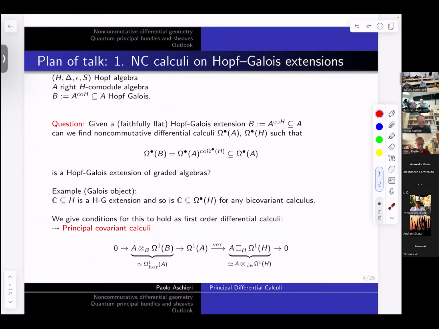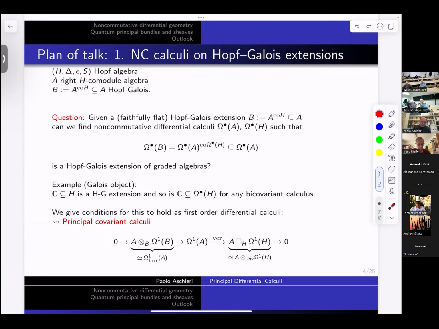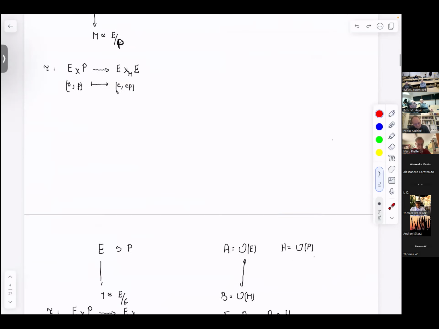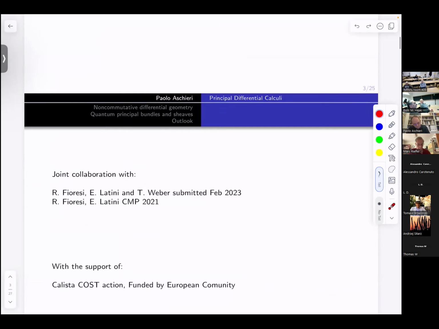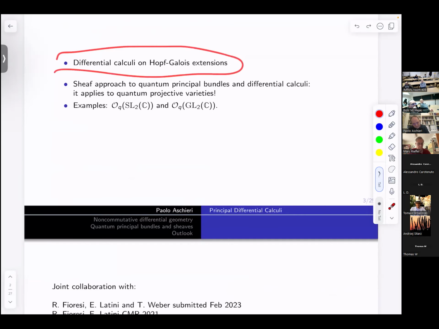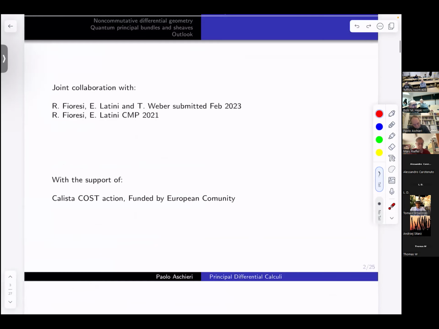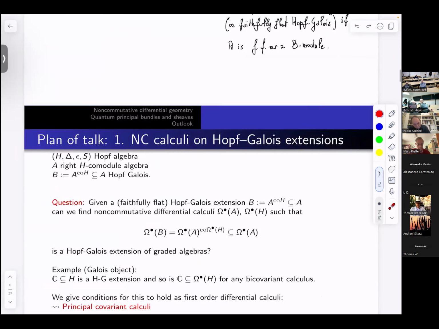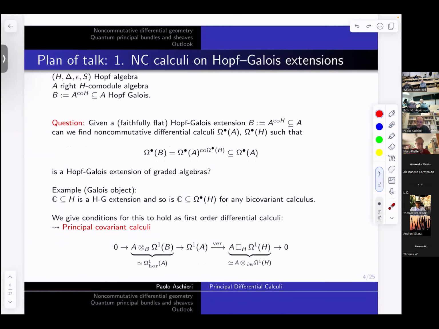So, let's just give some motivation for these two parts of the talk, as I was saying, this first part and this second part. So for the first part, considering non-commutative differential calculi on Hopf-Galois extensions, one question one can ask is the following.